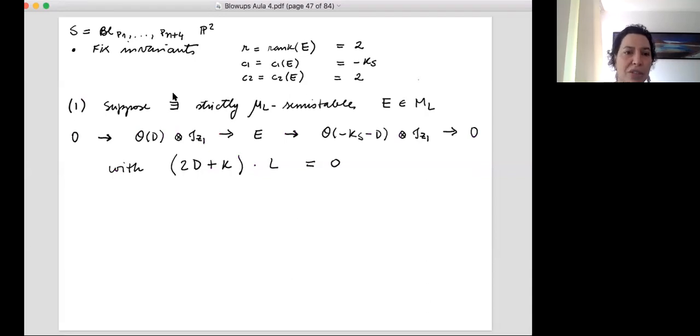And so let me just give you some steps of the proof. First of all, I would like to analyze how a strictly mu semi-stable object in your ML looks like. If you have a strictly mu semi-stable object, that means it's going to be destabilized by some subsheaf of rank 1. So that means that E will have to fit in an exact sequence like this.